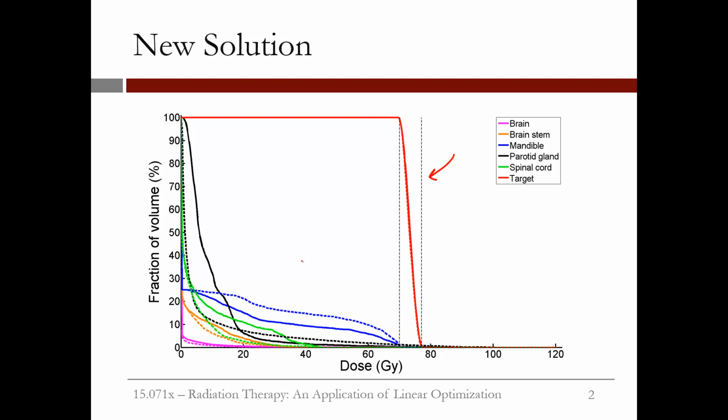We can see that the dose to the mandible, shown in blue, has significantly decreased by adding a weight in the objective. However, the dose to other critical structures has increased, especially to the parotid glands, shown in black, and to the spinal cord, shown in green. This shows how you can modify the objective to capture different trade-offs that might be desirable to different decision makers or for different patients.